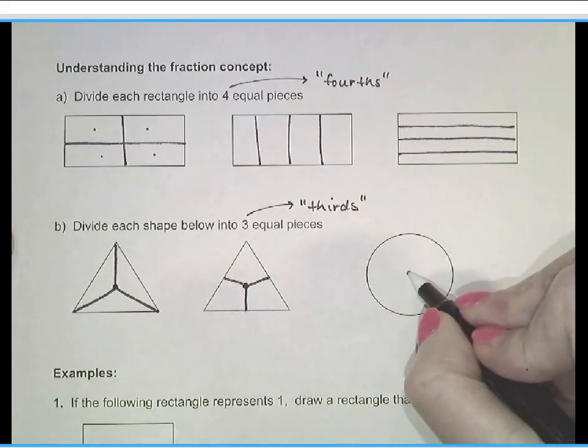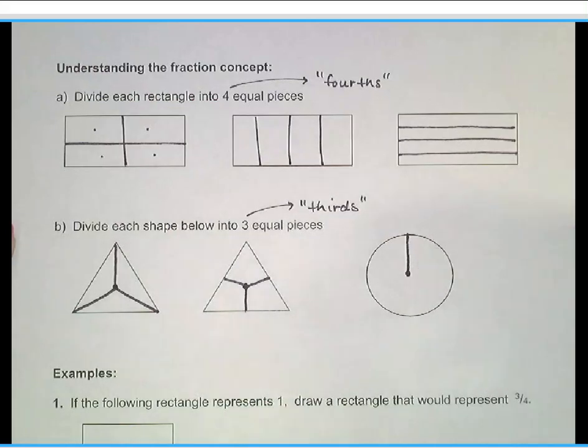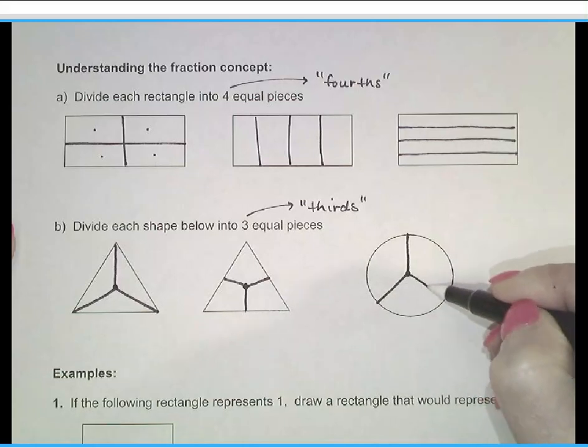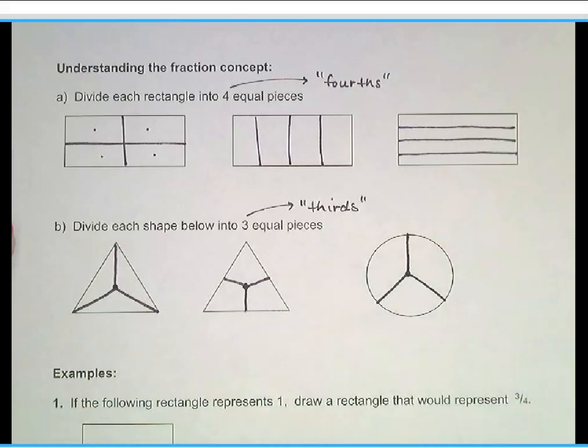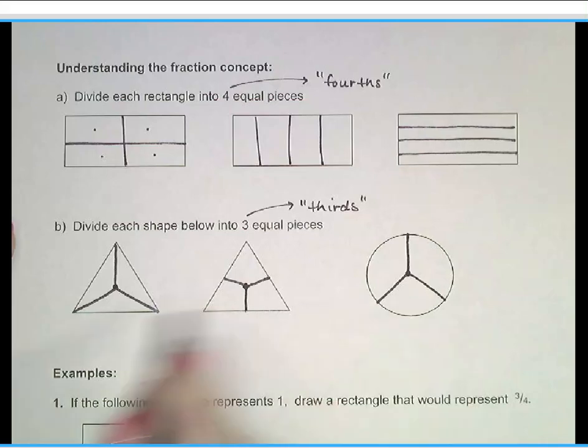And in a circle, you again find the center of the circle. I usually draw a line to the top, and then it's kind of like a peace sign a little bit. That's one way that you could cut it into thirds. You can't use vertical or horizontal lines when you have triangles and circles. That only works if you have rectangles. So this is how you would split one of these shapes into thirds.